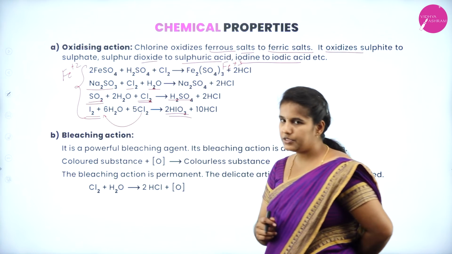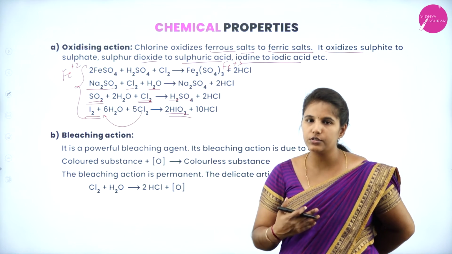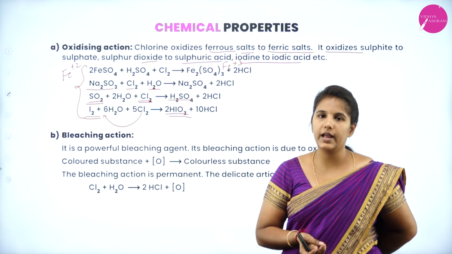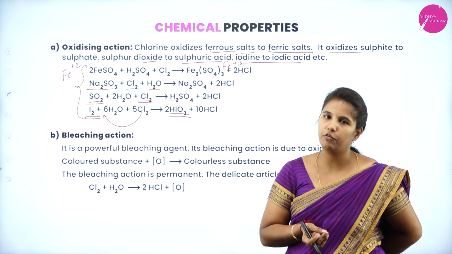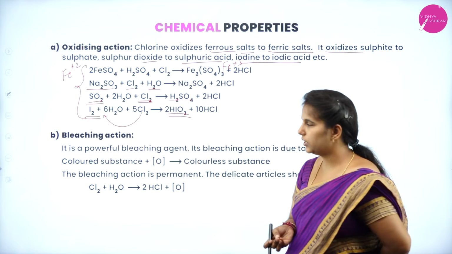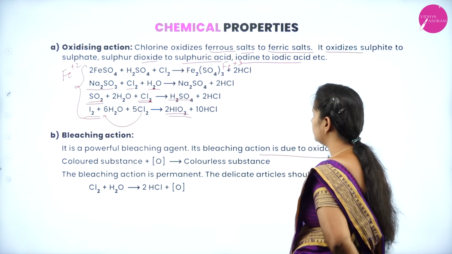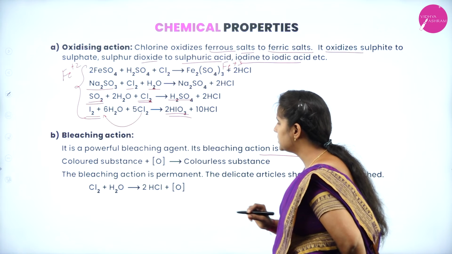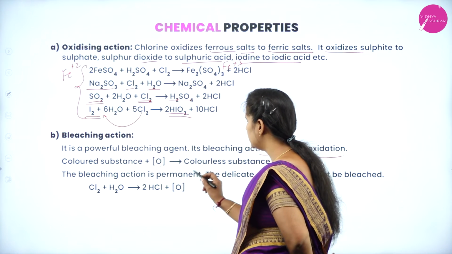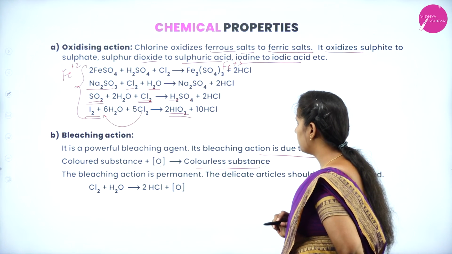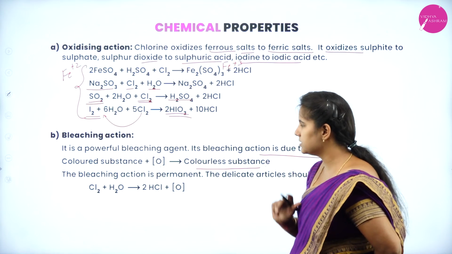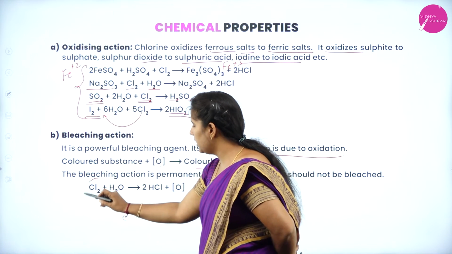Coming to the bleaching action, we have already understood that if you pass chlorine gas to slaked lime, it forms bleaching powder, right? So it is a powerful bleaching agent, and the bleaching action is due to the oxidation of colored substances in presence of nascent oxygen, thereby it forms colorless substances.